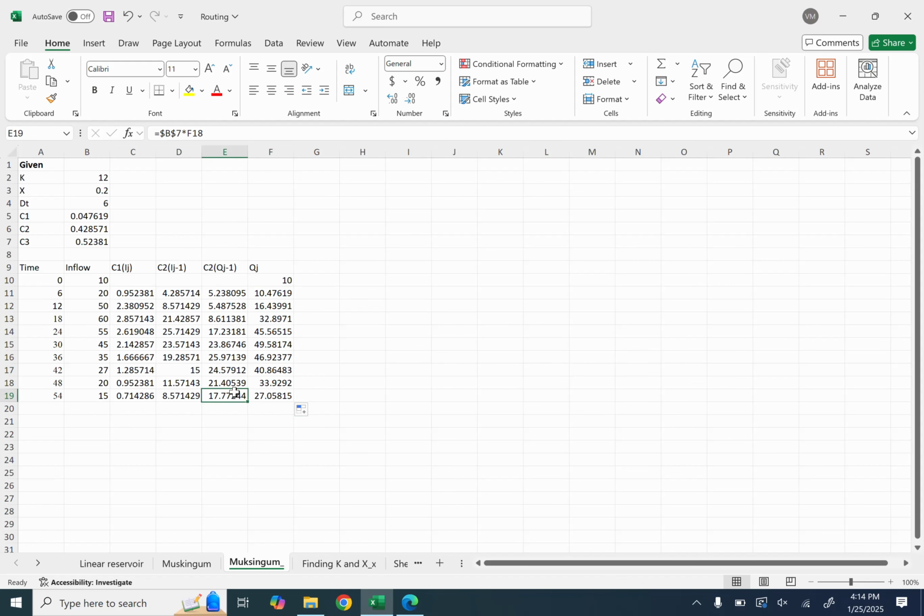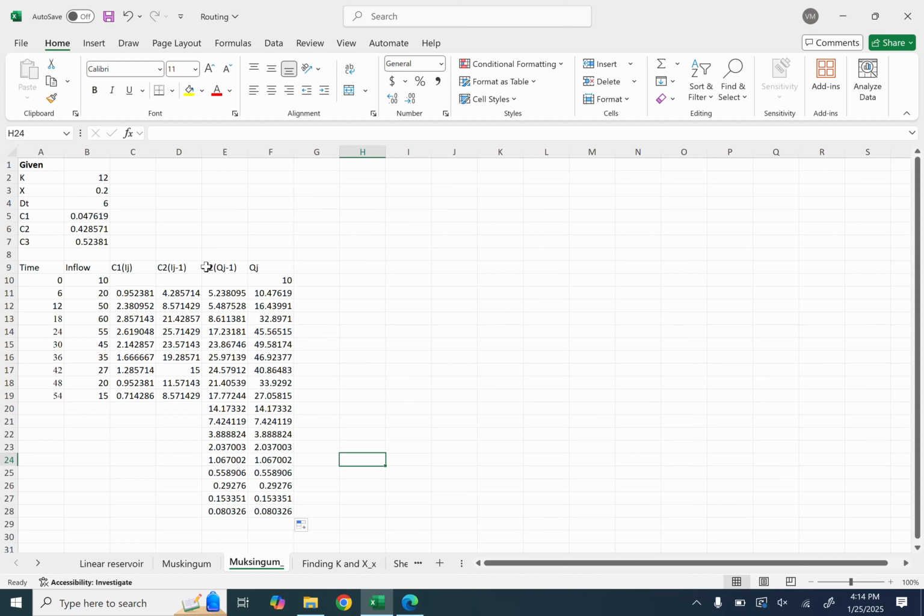Now if we want, at least for qj and qj minus 1, we can continue this until this goes to 0. Okay, so this is how we can route inflow hydrograph using Muskingum routing.